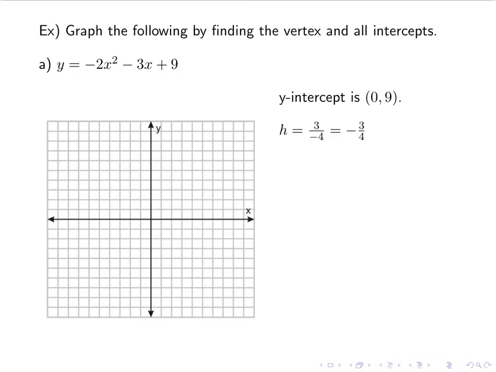Next, we're going to find h. Remember, that's negative b over 2a. So b is negative 3, so negative b is positive 3. A is negative 2, so 2a is negative 4. So h is negative 3/4.